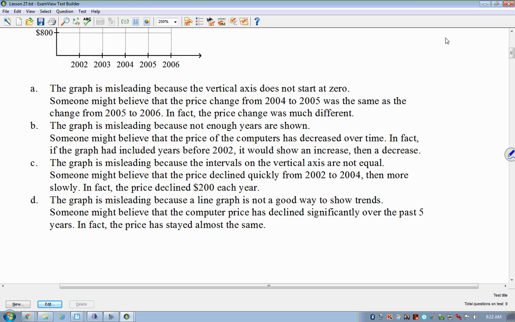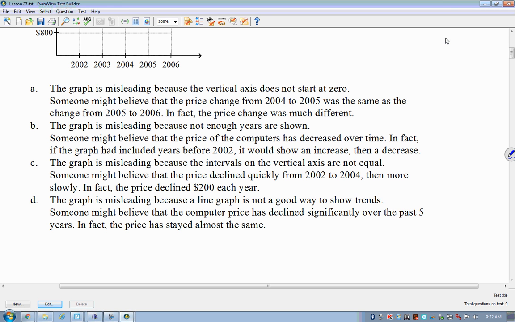Okay. C, the graph is misleading because the intervals on the vertical axis are not equal. Right? Didn't we see that? Someone might believe that the price declined quickly from 2002 to 2004, then more slowly. In fact, the price declined $200 each year. Okay. And so C is what we want to go with, but let's look and see what's wrong with D.